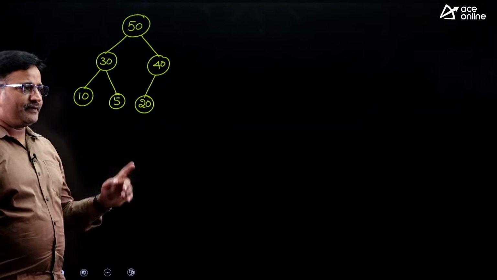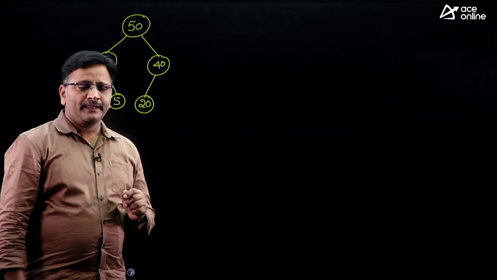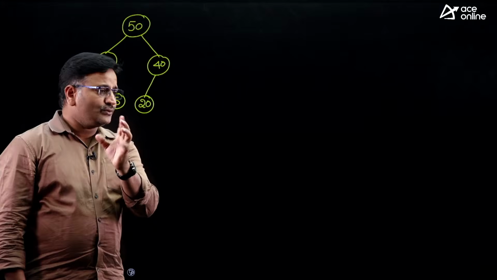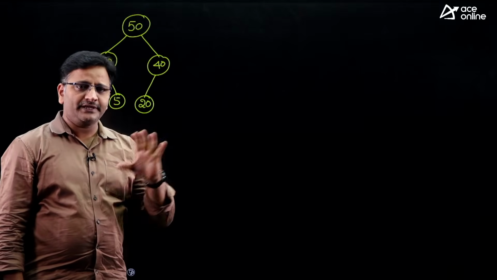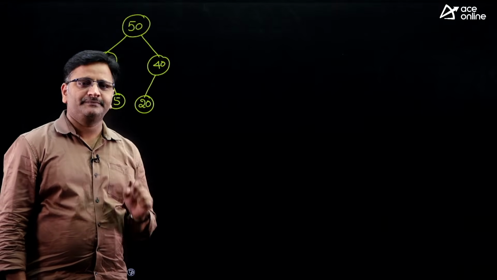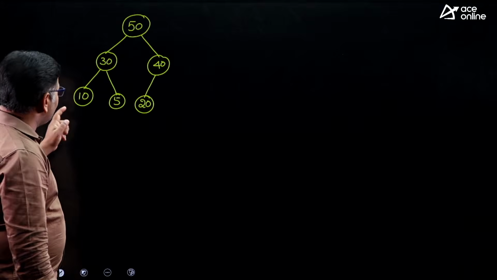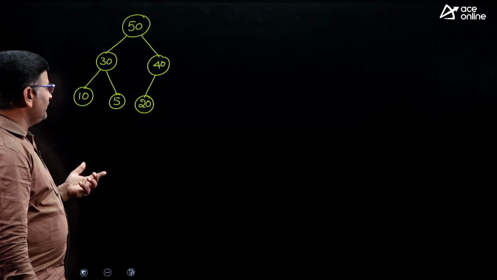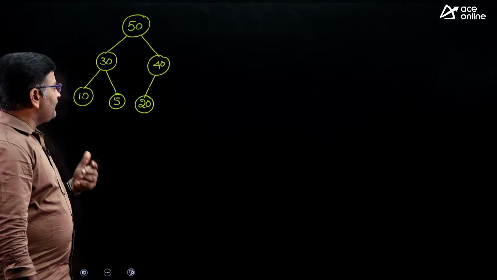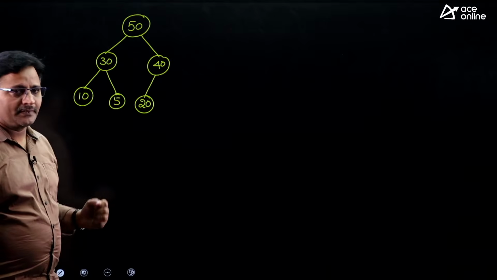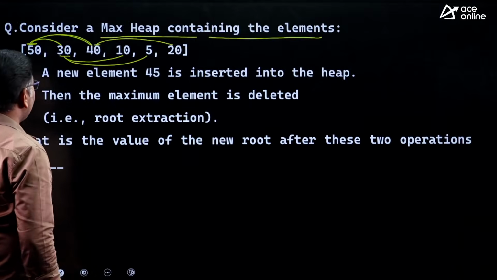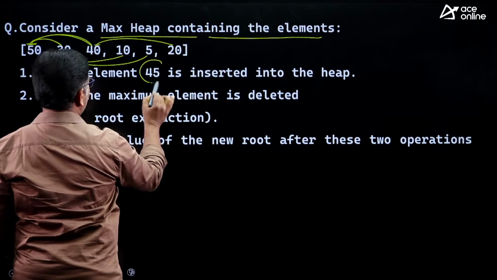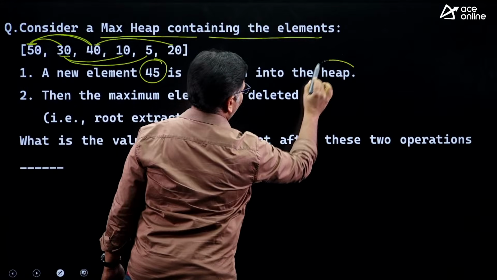Because in previous year GATE papers, they asked once: after performing two delete operations on the given heap, what is the modified content of the array of the heap? Okay. So that is a model asked in the GATE paper, friends. Now, what did they ask here? A new element 45 is inserted into the heap.